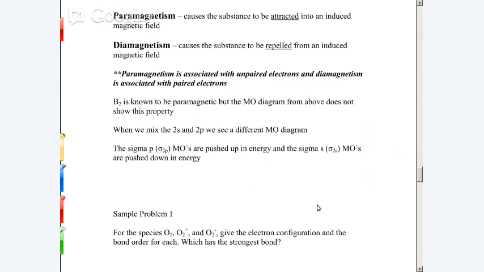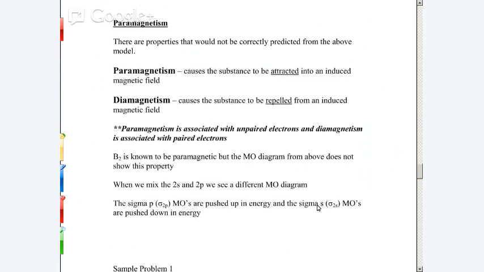Okay. Let's talk a little bit about magnetism. Weird thing to just jump to. We talked about paramagnetism and diamagnetism in terms of atoms, but it's useful to go back and look at those definitions again, since we're going to talk about it with molecules now. Paramagnetism is when something is attracted to a magnetic field, and diamagnetism is when it's repelled. But this is the important part here. Paramagnetism is associated with unpaired electrons, and diamagnetism is when they're all paired.